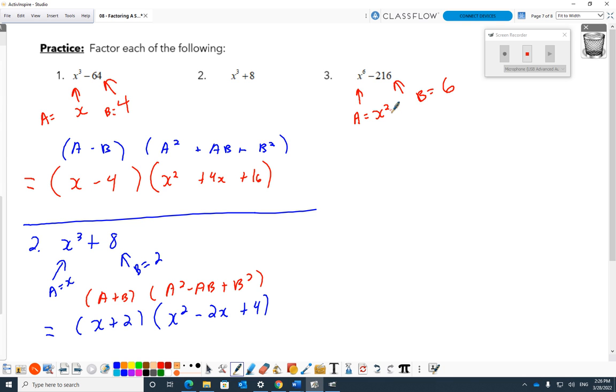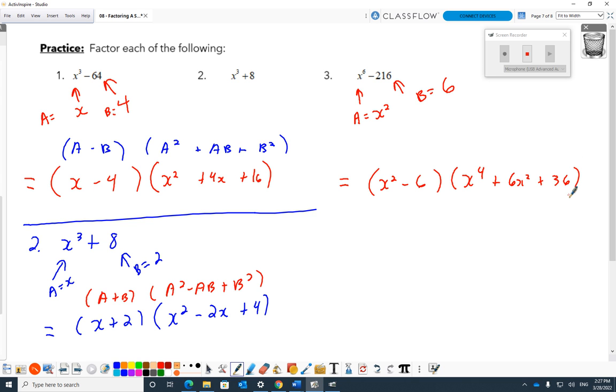So what I get out of the pattern is, first bracket, subtract the a and b, a lot like difference of squares. Second bracket, square the first one, multiply them together, and square the last one.